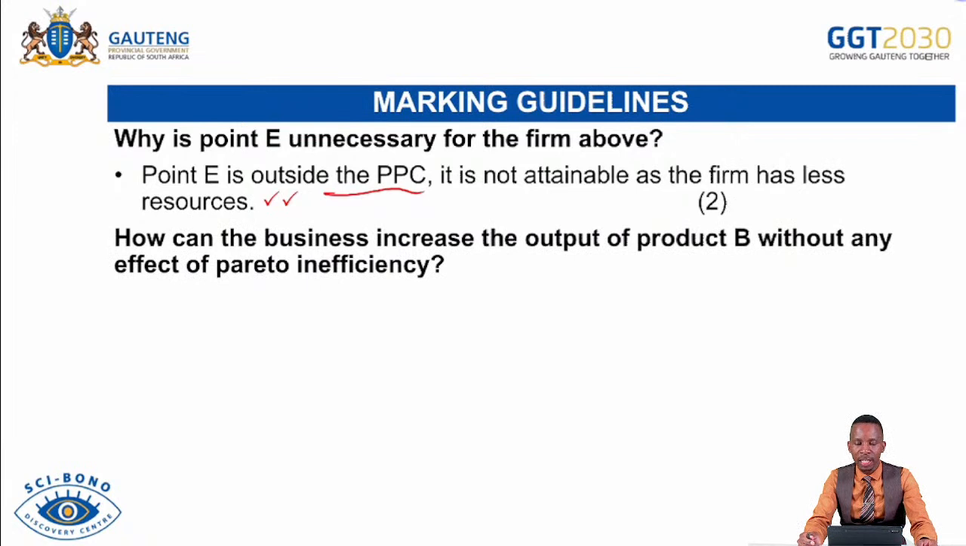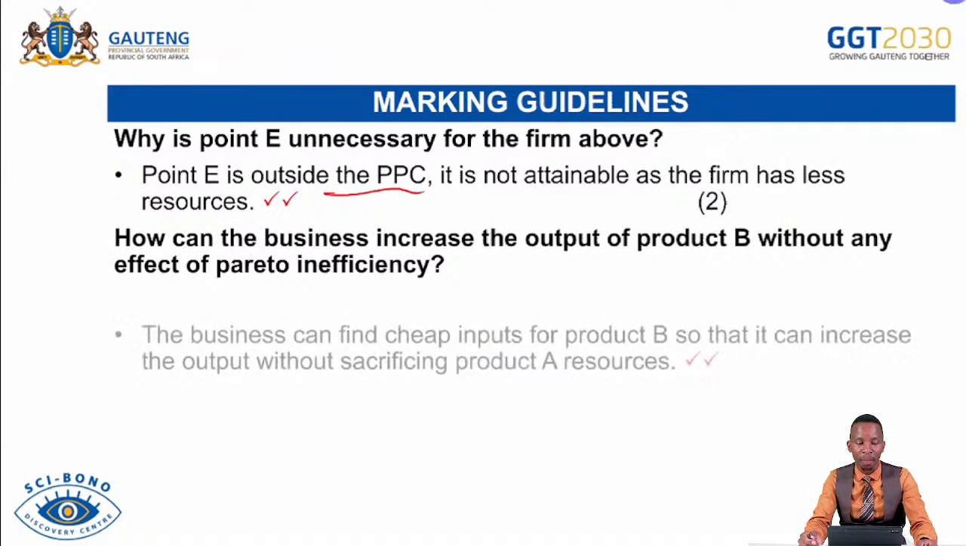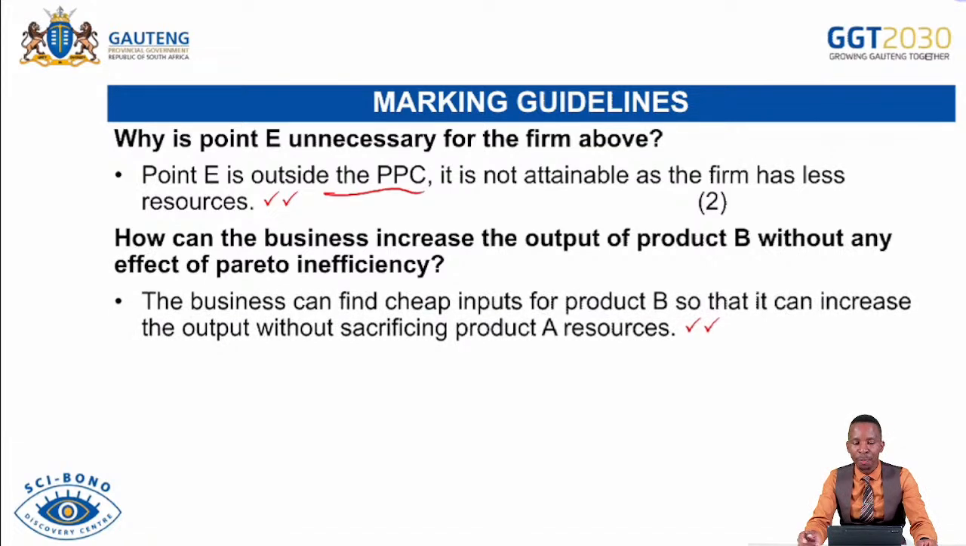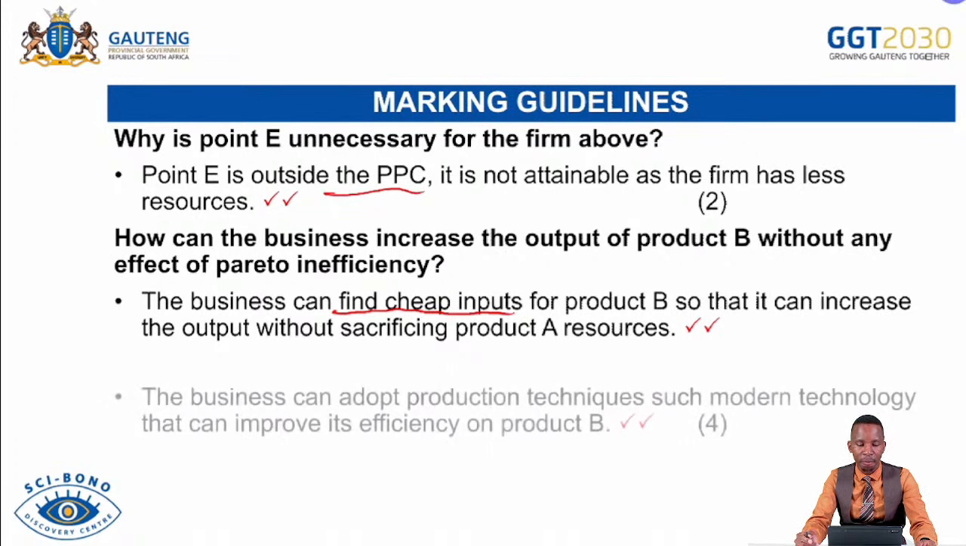How can the business increase the output of product B without any effect on Pareto inefficiency? So the business can find cheap inputs for product B so that it can increase the output without sacrificing the product A resources. So in this case, the business can always find cheaper ways or cheaper means of producing the product B without having to compromise the production of the product A.